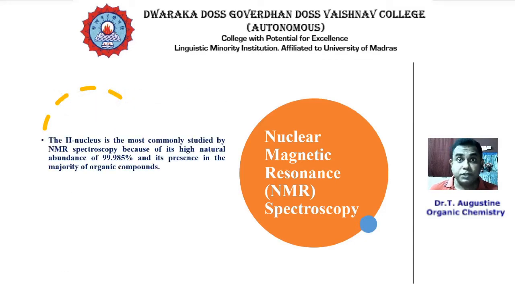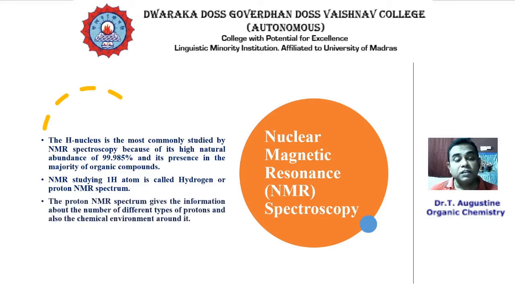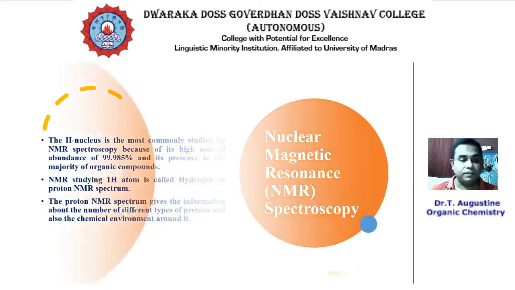The hydrogen nucleus is the most commonly studied nuclei by NMR spectroscopy because of its high natural abundance, which is around 99.985% and its presence in majority of the organic compounds. NMR studying hydrogen atom is called hydrogen or proton NMR spectrum. The proton NMR gives information about the different types of protons attached to the carbon atoms and hence the chemical environment around it.